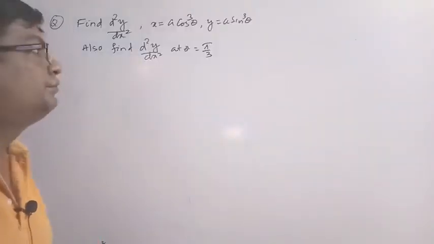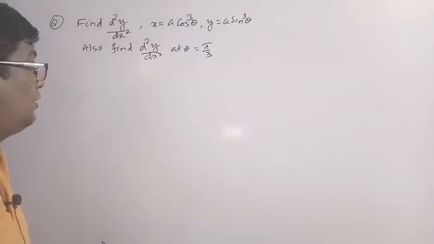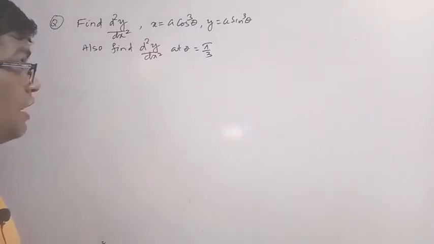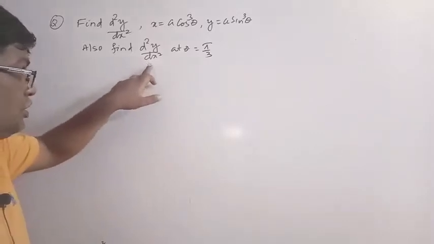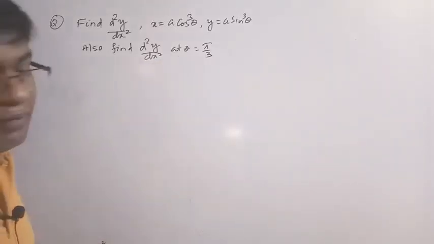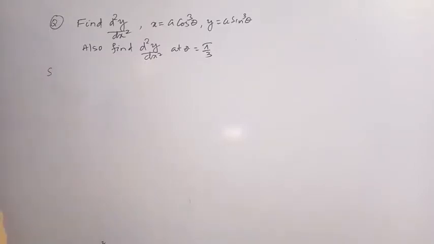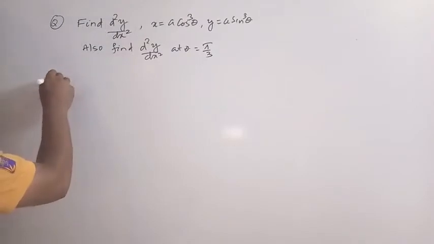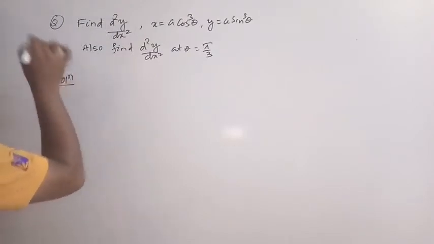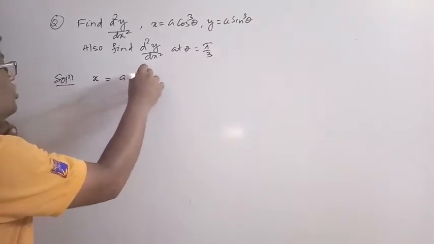another question. Find d²y/dx² if x is equal to a cos³θ, y equal to a sin³θ. Also find d²y/dx² at θ equal to π/3. So the solution is, this is the question. Solution: x is equal to a cos³θ.